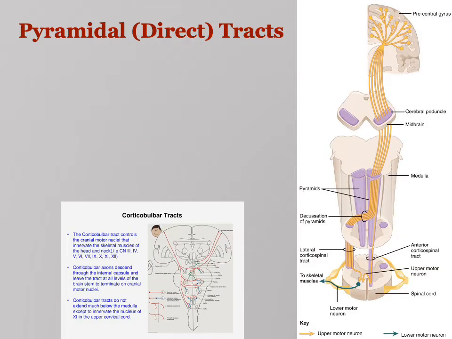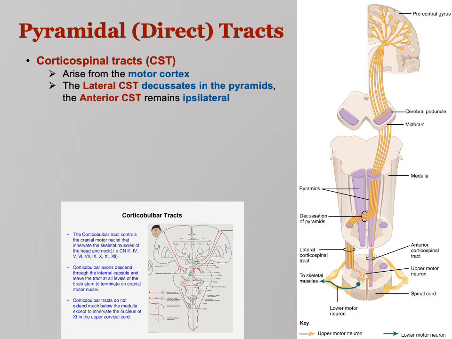Let's talk about some of the pyramidal or direct tracts. Corticospinal arise in the motor cortex. Lateral decussates in the pyramids. Anterior remains ipsilateral. I will not ask you that. I will not expect you to remember that. I'm just showing that some of them decussate, some of them don't. They control voluntary movements of the limbs and the trunk, all right? So the upper part of the body. Reaching over to pick something up, with your torso, reaching out with your arm, those kinds of things. Corticospinal.